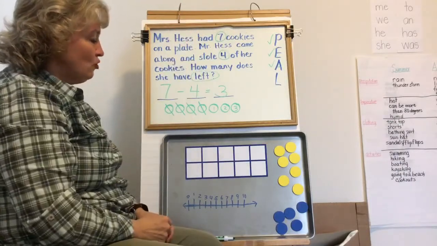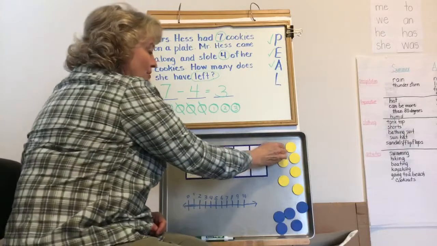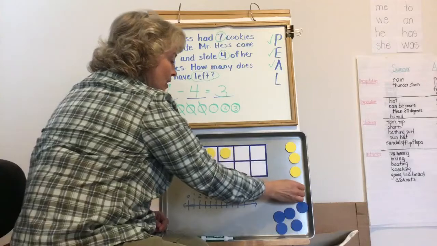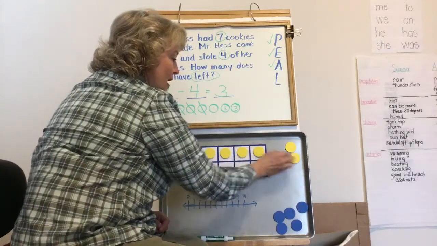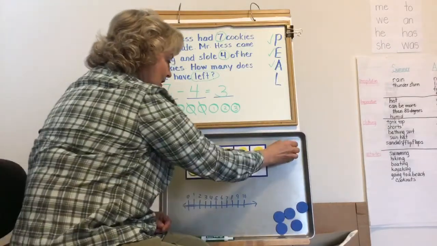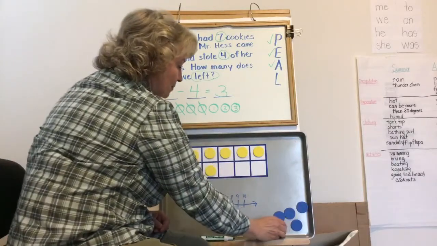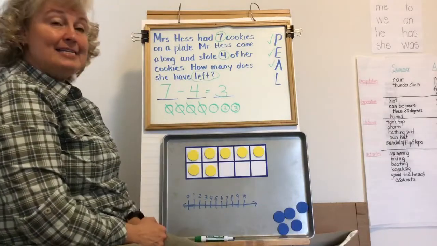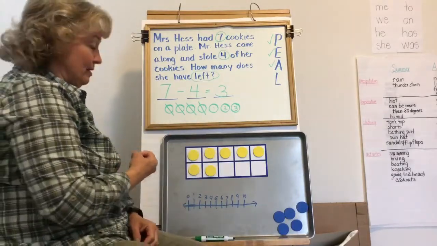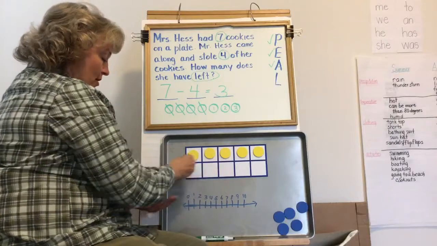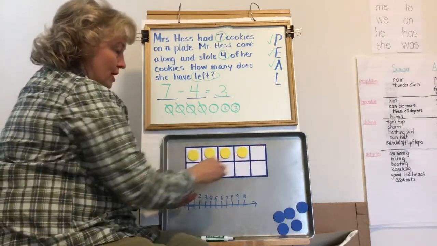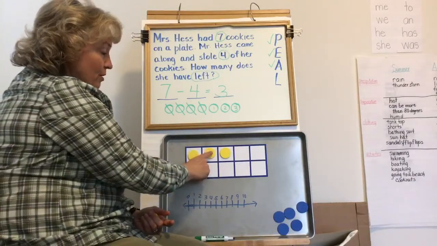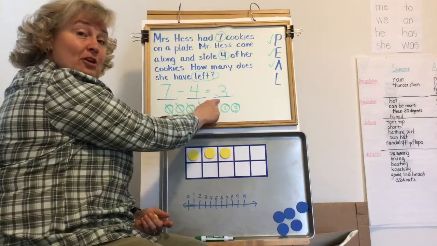All right, let's try it using our tens frame. So there's 1, 2, 3, 4, 5, 6, and 7. Okay, so I have my 7. So if I take 4 away from my 7, 1, 2, 3, 4. Let's check and see how many I have left. 1, 2, 3. And look, it matches our answer.